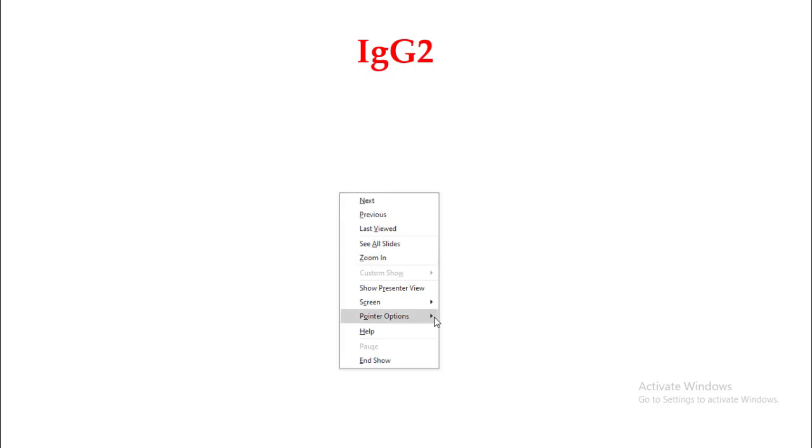In this particular video, I want to focus on another subtype of the immunoglobulin G, that is known as the immunoglobulin G2. Now, this immunoglobulin G2, if you compare that with the immunoglobulin G1, is actually occupying about 20 to 30% of the immunoglobulin G population. So this is less common as compared to the immunoglobulin G1.